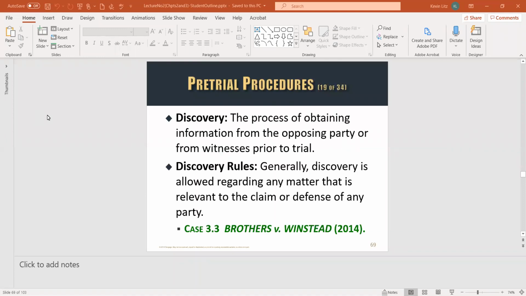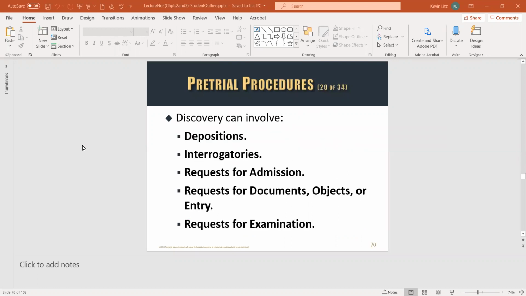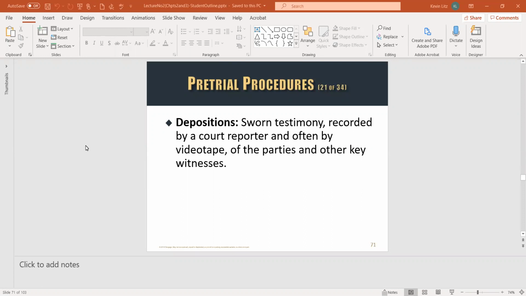Discovery we discussed, and again, we can find out things from each other if we're suing each other. We can take a deposition, which is like a trial without the judge. The witness is in there, whether it's you, me, or maybe a witness to the accident. A court reporter will be there and actually take down the testimony, often record it by video as well. And then that later can become evidence in court, the deposition.